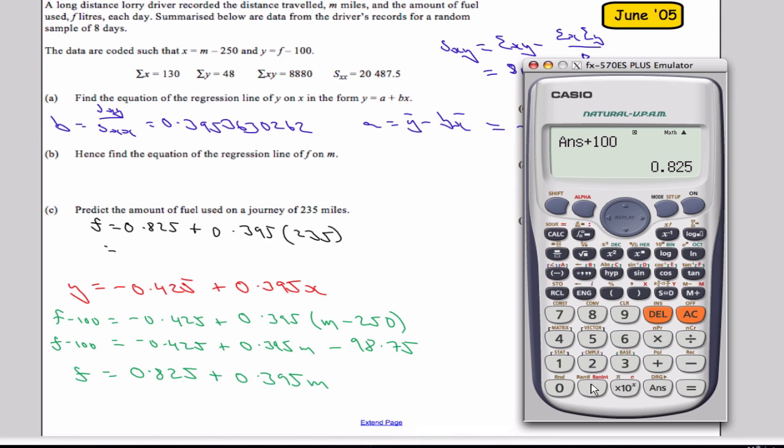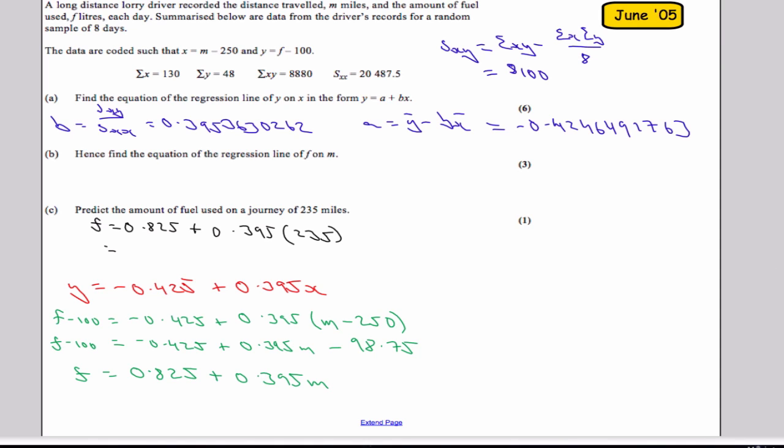So 0.825 plus 0.395 times 235 gives me 93.65. So 93.65 litres.